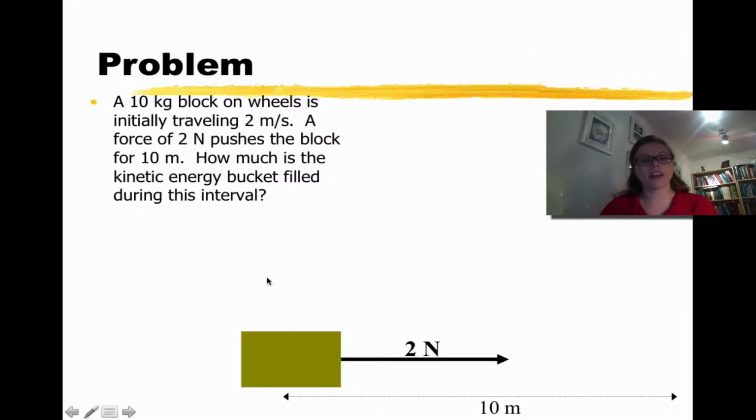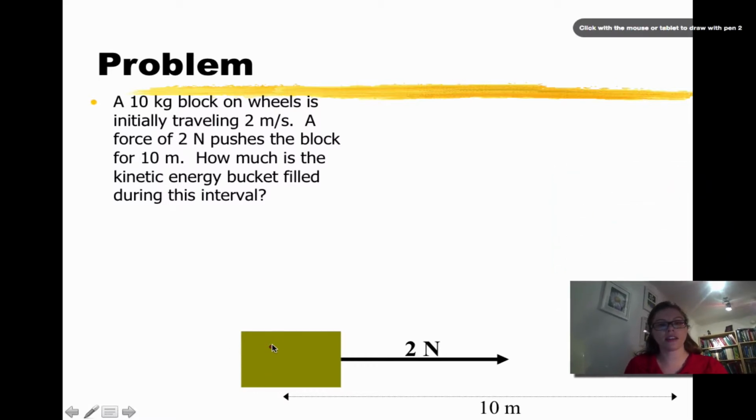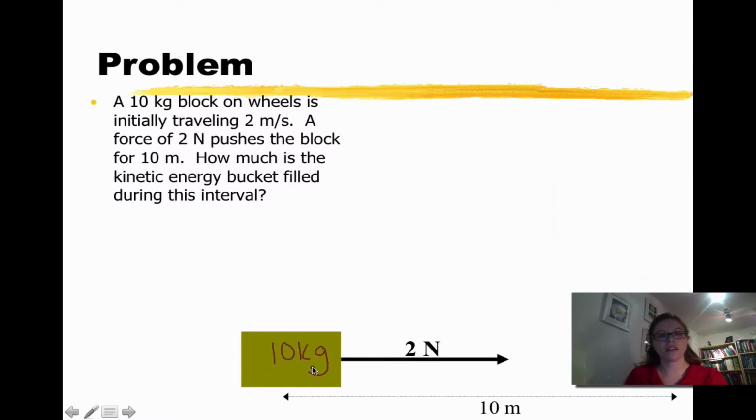So here we go. We have a 10 kilogram block on wheels. Let's ignore friction for this problem. It is initially traveling at 2 meters per second. A force of 2 newtons pushes the block for 10 meters. How much is the kinetic energy bucket filled in this time? Okay, so if we want to find how much our kinetic energy bucket is filled, we have to know our initial kinetic energy, and then we want to know our final kinetic energy.